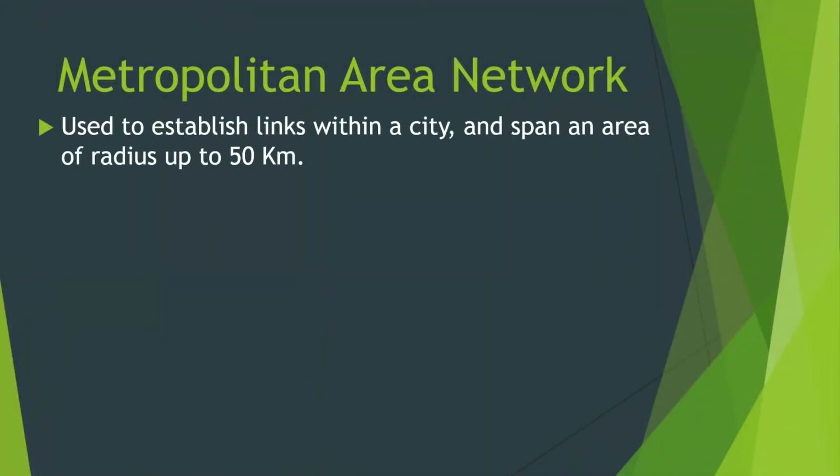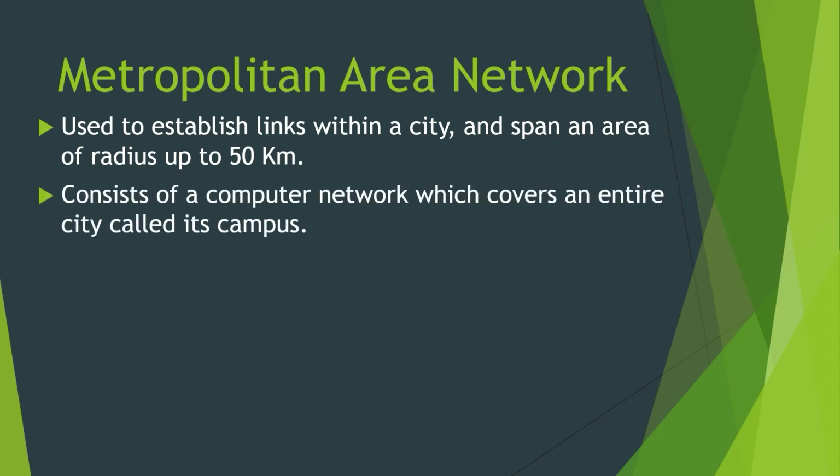Metropolitan area network. It is used to establish links within a city, and it can extend up to 50 km. The network which establishes its links within a city is called a metropolitan area network, and its radius is generally up to 50 kilometers. The MAN consists of a computer network which covers an entire city, called its campus. That means the area which the metropolitan area network covers is known as its campus.